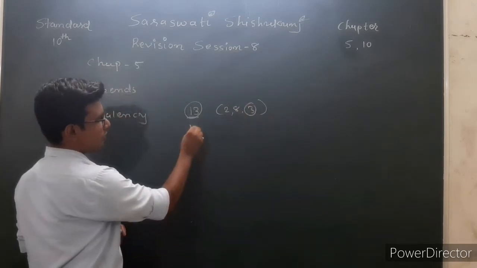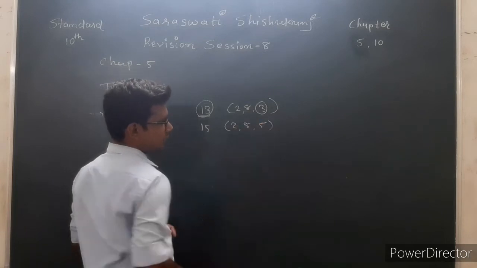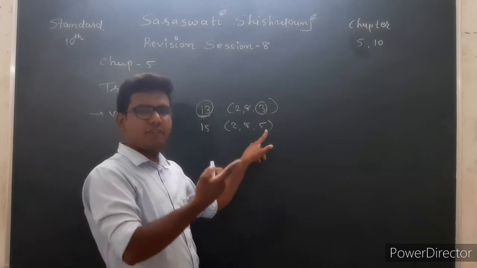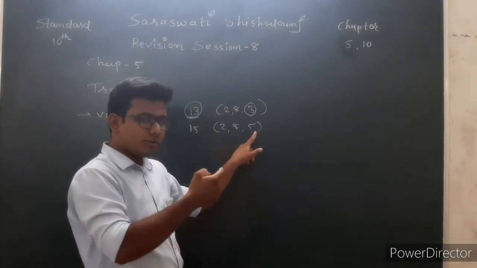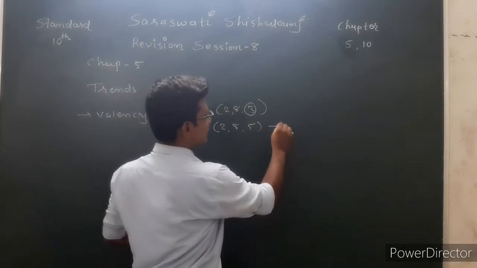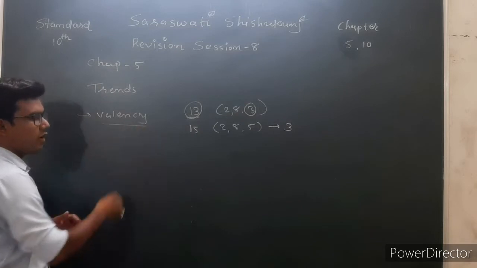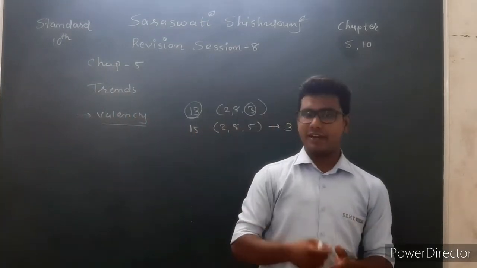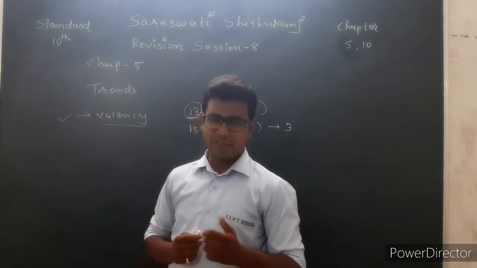If we are talking about group 15, that is 2, 8, 5. We know for octet configuration, here we can donate 5 electrons or we can gain 3 electrons. So to gain 3 electrons will be more preferable. So in this case also our valency will be 3. How valency works, we have already learned in the chapter, and that is the base of our standard 9 which we have cleared. So the trends of valency we have discussed.